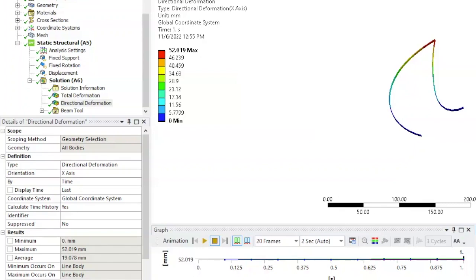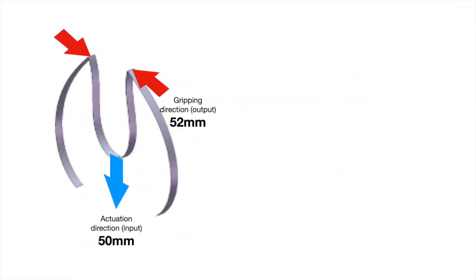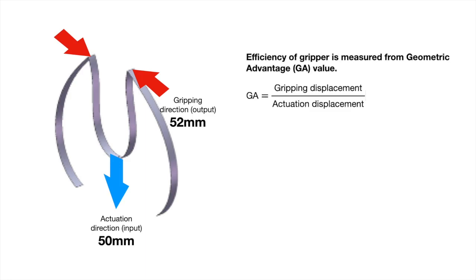Okay, so how do we measure the gripping effectiveness based on this data? Remember the time when we applied the loading and boundary condition? We represented the actuation direction as displacement negative 50 millimeter downward along the y-axis. Based on that parameter, ANSYS calculated that the corresponding gripping displacement is recorded to be 52 millimeter. Based on these two data, we can actually measure the efficiency of the gripping using the geometric advantage value.